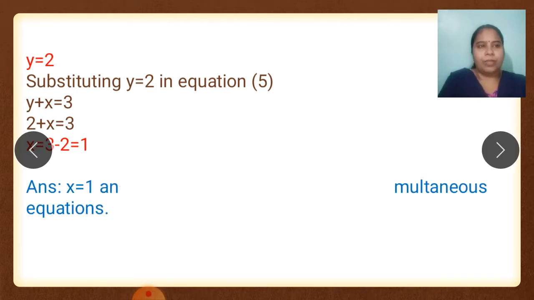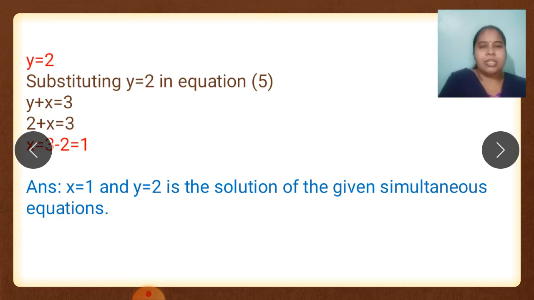Correct? Okay. Now final answer. X is equal to 1, y is equal to 2 is the solution of the given simultaneous equations. Now I hope you have understood this sum. It was from the problem set.